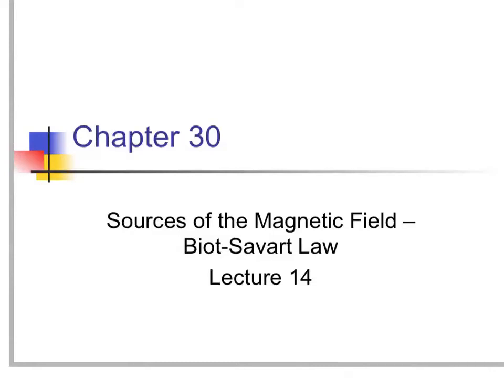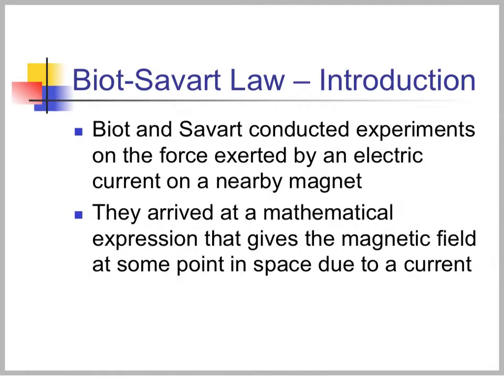This is Physics 2120, Lecture 14, and today we're going to talk about sources of the magnetic field. In particular, we're going to introduce something called the Biot-Savart law. So Biot and Savart conducted experiments on the force exerted by an electric current on a nearby magnet, and they arrived at a mathematical expression that gives the magnetic field at some point in space due to a current.